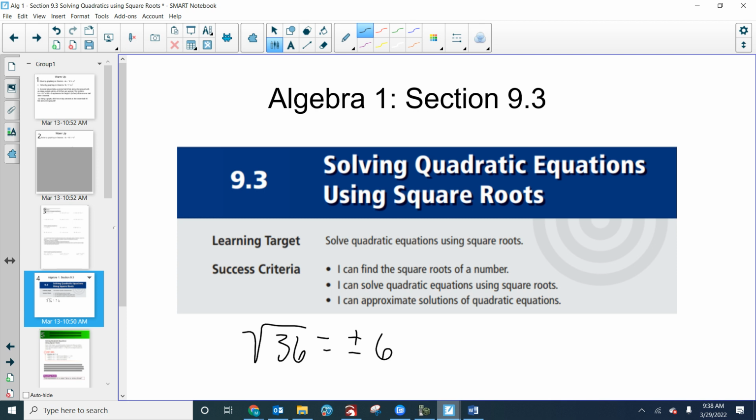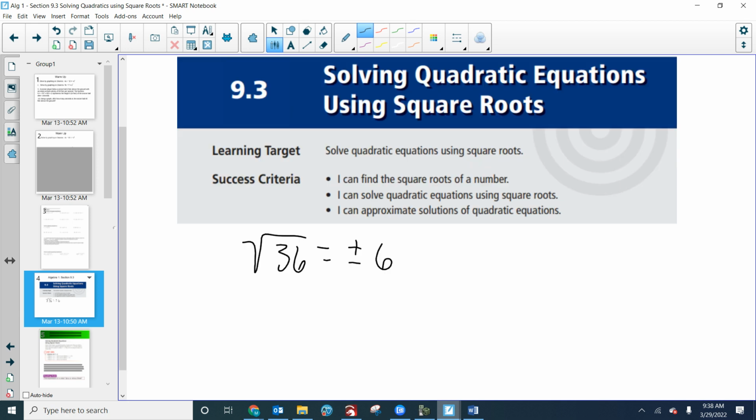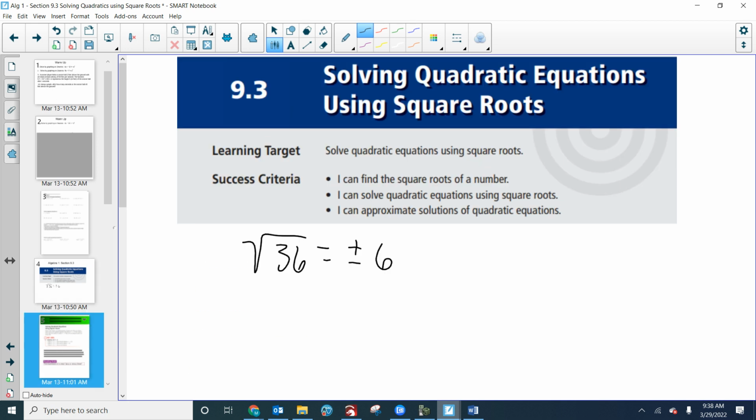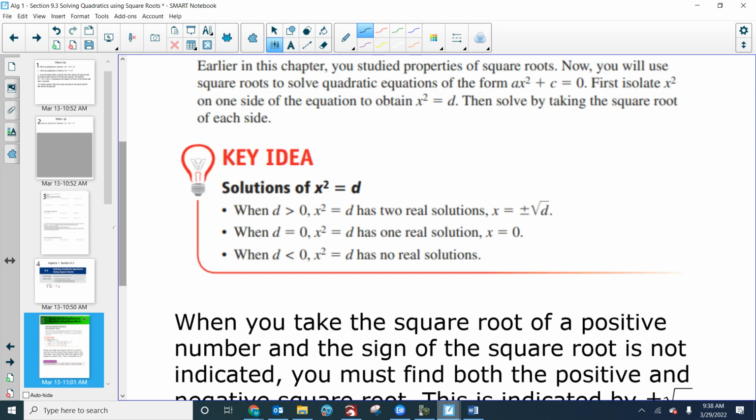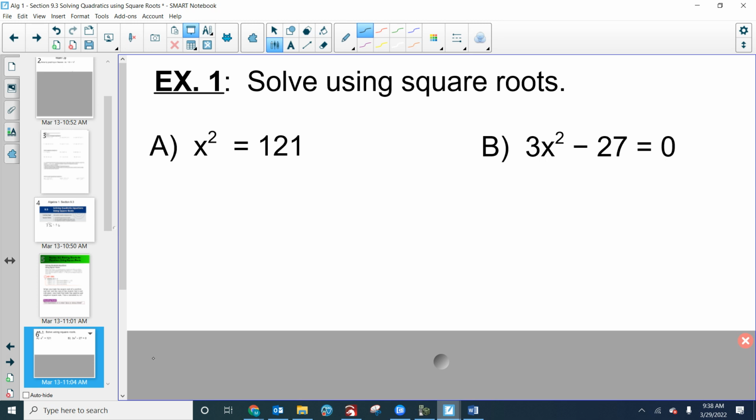Okay, so now we're going to solve quadratics, which are parabolas, using square roots today. That's what our goal was. And I think the best way, I already talked about right here. The square root is plus or minus, right? All right, so let's just go right into the first example.